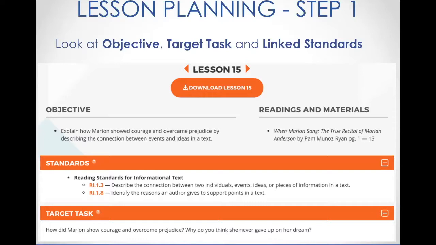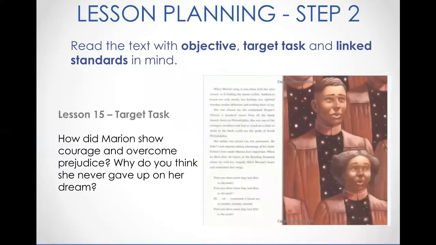And so from there, we recommend that teachers read the entire text and think about the entire text from the lens of the objective, the target task, and the linked standards. We think it's important to read the entire text so that the teacher is able to figure out what reading strategies and what content are necessary for kids to master the target task at the end of the day. So in this particular lesson, I would be reading the text through the lens of how did Marion show courage and overcome prejudice. And as a teacher, I would be thinking about what key points in the text kids need to know.